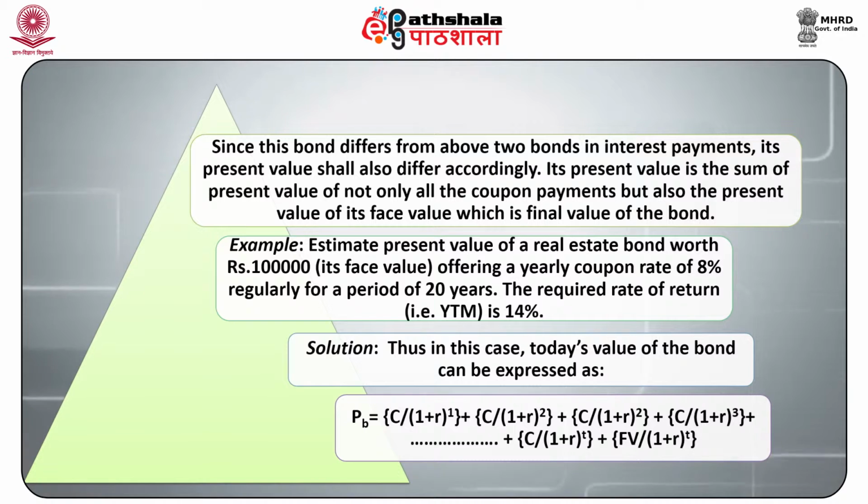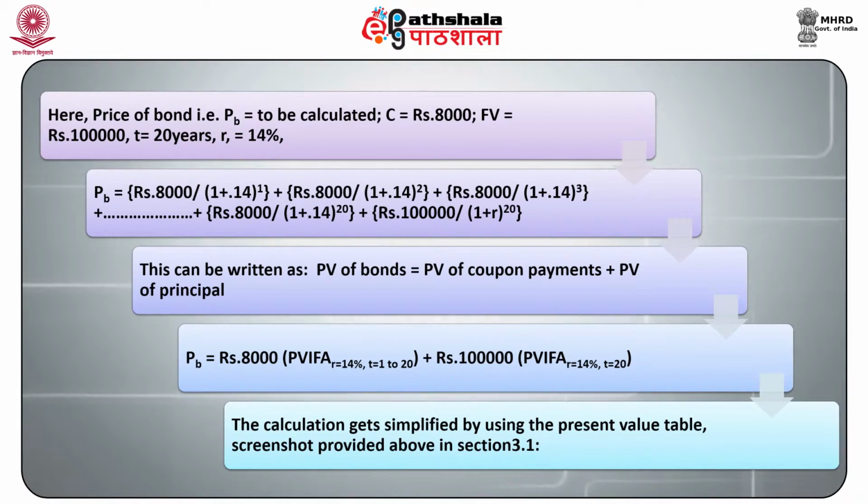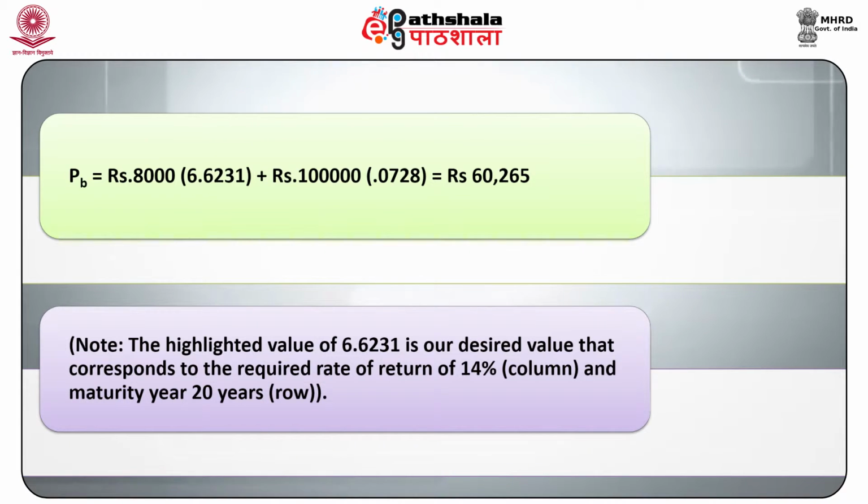Thus, in this case, today's value of the bond can be expressed as PB, which you have to calculate, which is the price of the bond. The C is 8,000. Future value 1 lakh, T is 20 years, R is 14%. If you put all this information in the above formula, you will find the calculation gets simplified by using the present value table. The screenshots are provided in section 3.1. The value of the bond becomes 60,265 rupees. Here the only difference, please look at the equation: besides the annual payment of 8,000, there is one more payment in the last year, which is the future value.